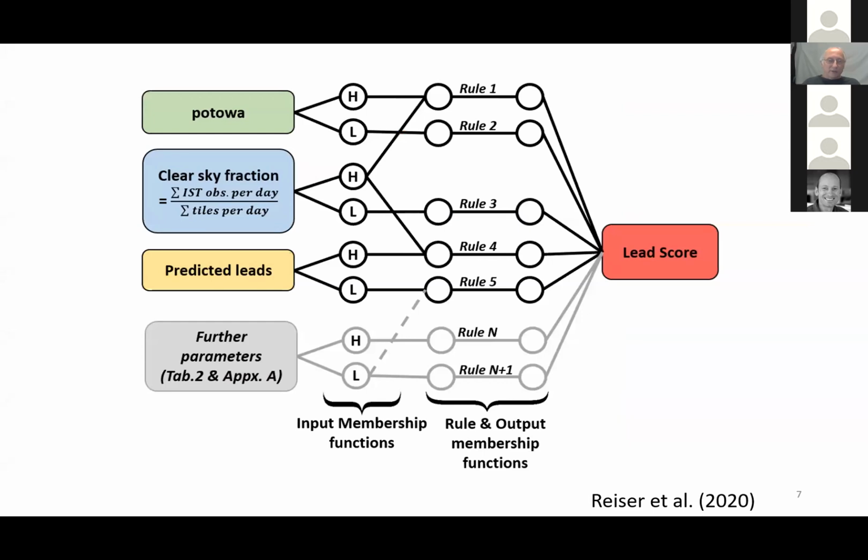There is also a scheme showing how it all works together to generate the lead score. We use the potential open water concentration, sometimes a clear sky fraction, meaning how many observations we have per day from the available observations, and then derived leads, predicted leads, and further parameters. We combine them, a little bit like a neural network, with rules in the fuzzy scheme, and in the end we come up with a lead score.